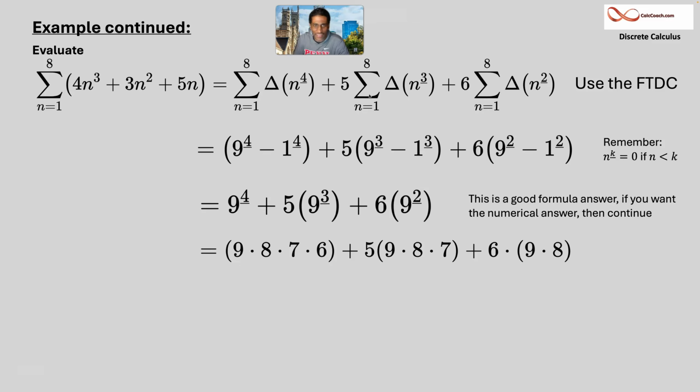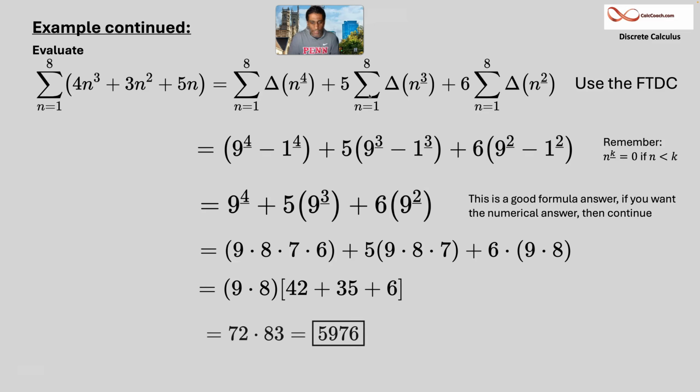It still looks like a mess. Still don't want to go to a calculator yet. We can factor out, though. Everybody has a 9 and an 8. Leaving us with the 7, 6, that's 42. The 7, 5, that's 35. And the 6. Those add up and end up as 83, 72, and 83. Okay, maybe now I'll go to a calculator. Or just write it out longways.